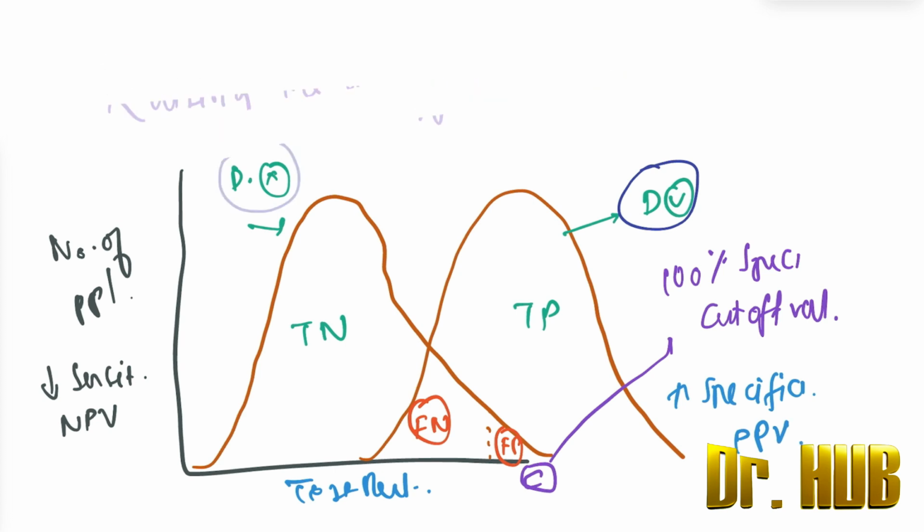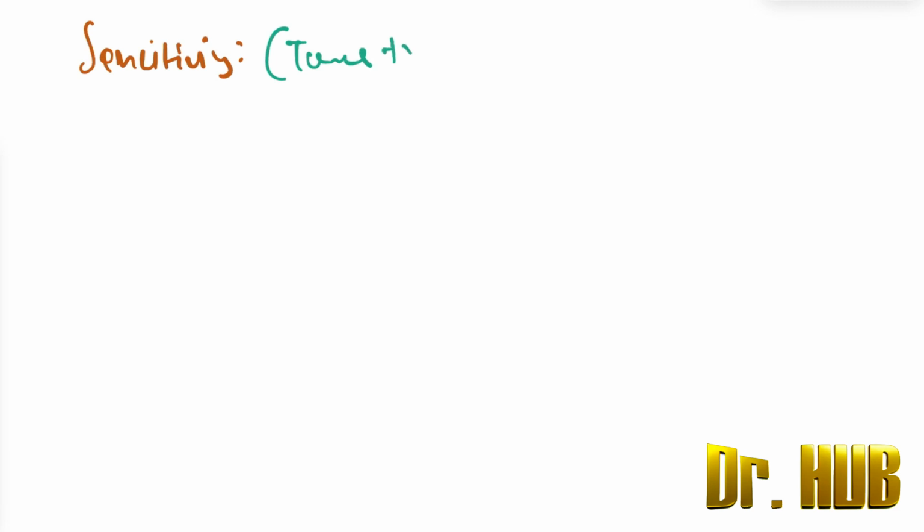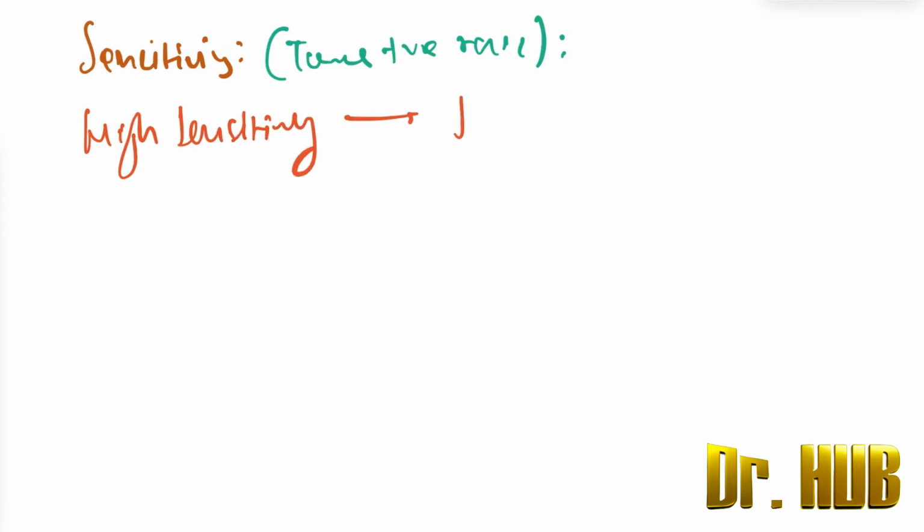So what we need to know is the sensitivity. Sensitivity is nothing but the true positive rate. A high sensitivity indicates nothing but a low false negative rate.